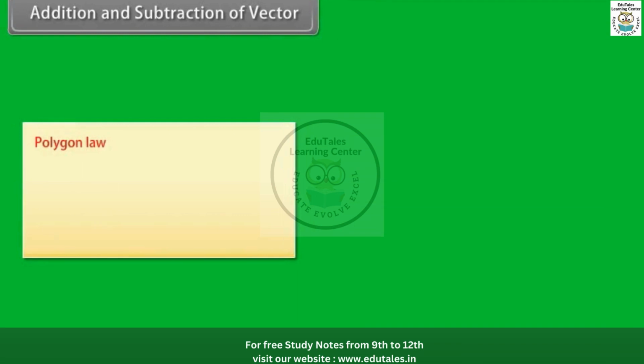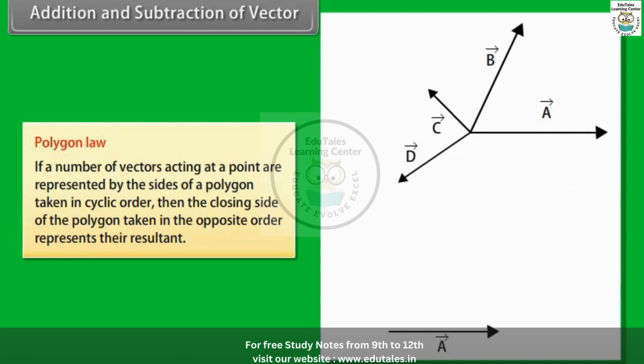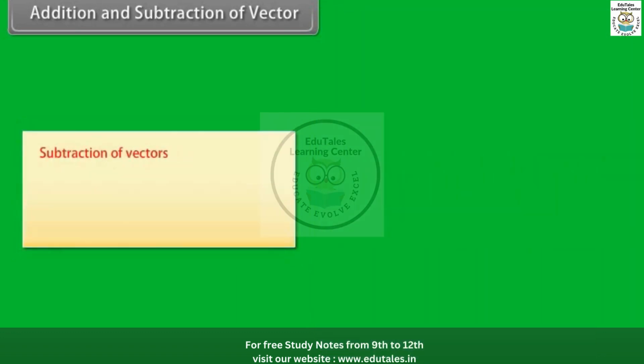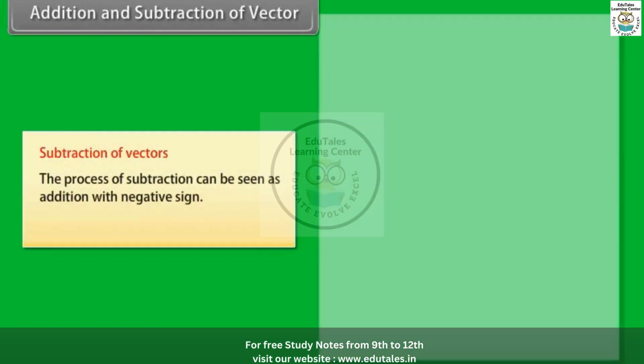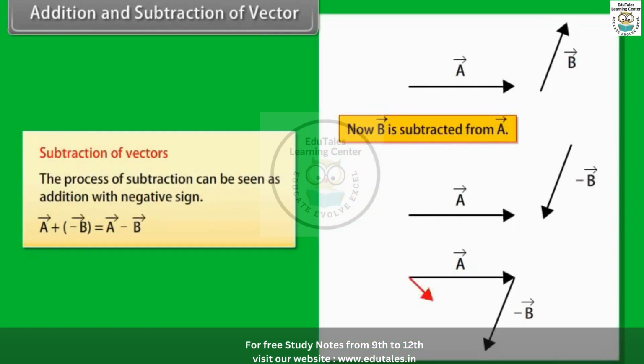C. Polygon law: if a number of vectors acting at a point are represented by the sides of a polygon taken in cyclic order, then the closing side of the polygon taken in the opposite order represents their resultant. Subtraction of vectors: the process of subtraction can be seen as addition with negative sign.